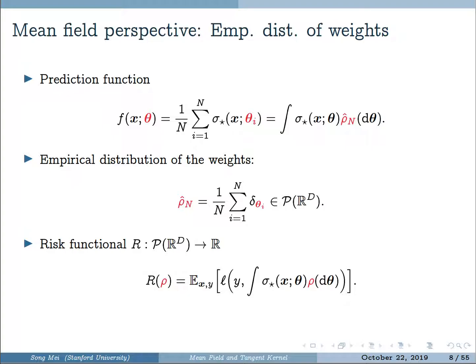Using this reformulation, we can rewrite the risk function as a functional of a distribution in the space of distributions on d-dimensional Euclidean space. And the functional is defined simply resembling what we had for this risk function. Okay, so that means the effective parameter in two layers network is this empirical distribution. And this motivates us to consider an equivalent characterization of the dynamics using this empirical distribution.